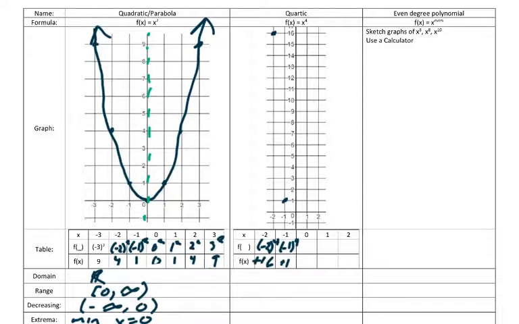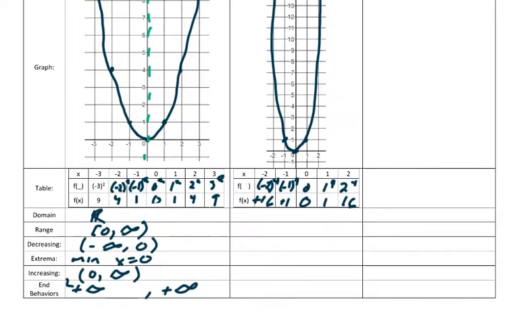0 to the 4th power is still 0. 1 to the 4th is still 1. And 2 to the 4th is 16. Connecting those dots, it's going to look like that.